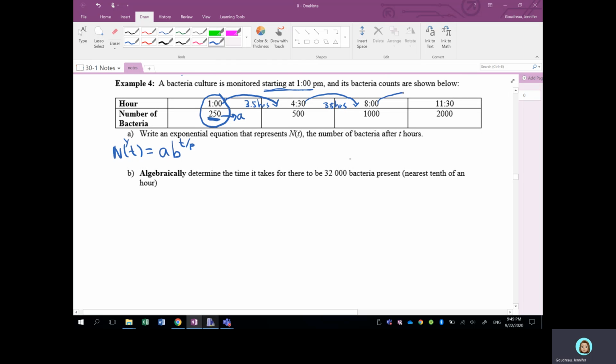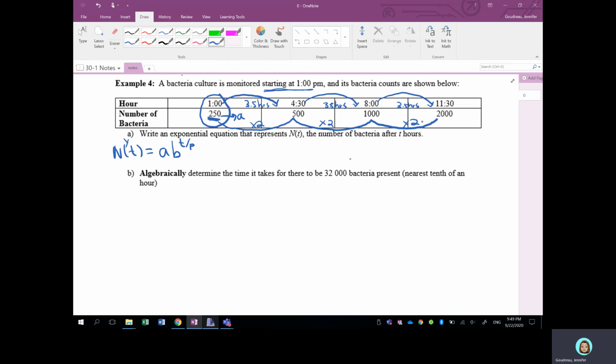And after the 8 o'clock check, we check it at 11:30, which again is 3.5 hours. So our X is going up by 3.5 every time. In the meantime, our Y values, we go from 250 to 500, 500 to 1,000, 1,000 to 2,000. And hopefully we can see here that this is actually changing by a common ratio, and that common ratio is 2. So our amount is increasing by a factor of 2 every 3.5 hours.